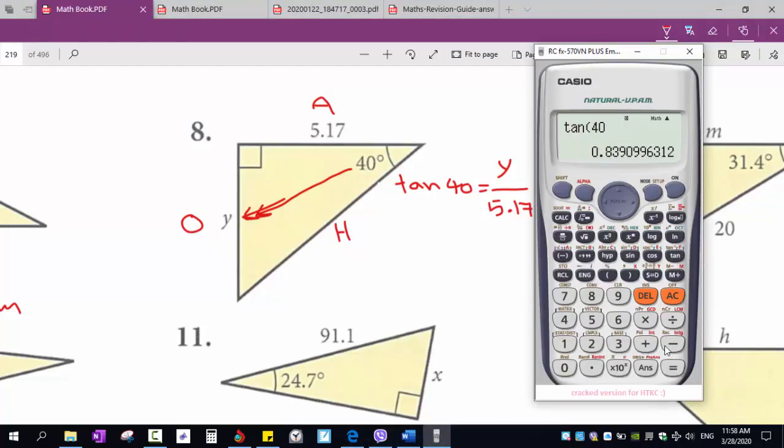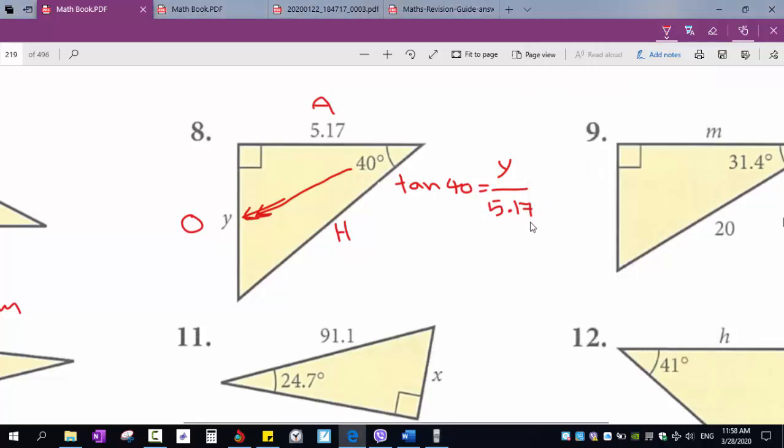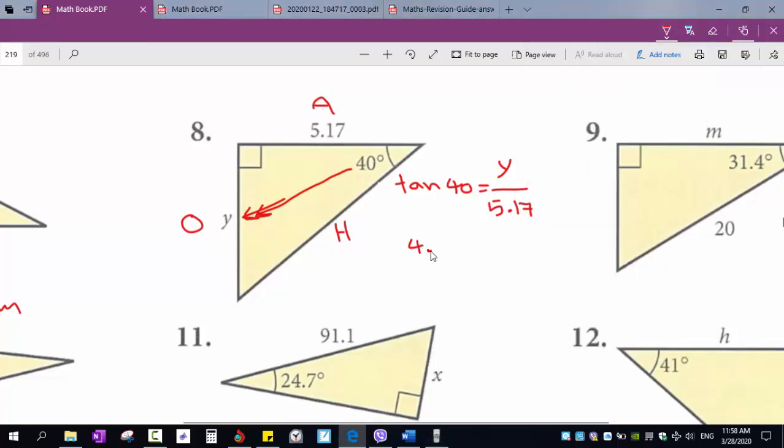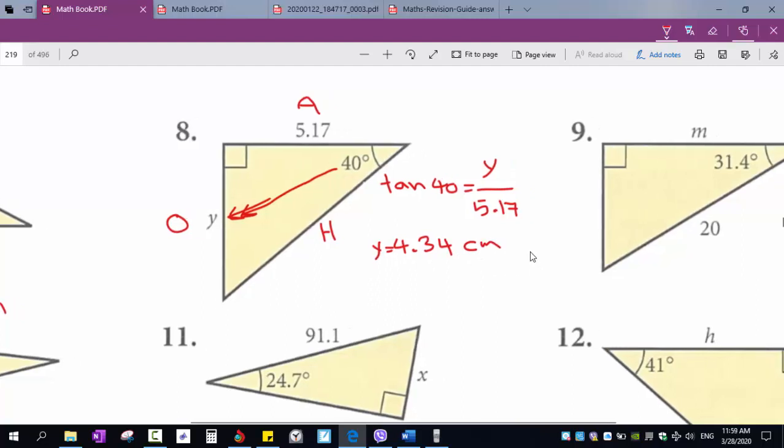Now use calculator. Tan of 40 is equal to 0.839. Then we need to get rid of this 5.17 and multiply this result by 5.17. That gives 4.33. This number is 8. It makes this 4.34. Three significant figures. This is the length of side y, and it's in centimeters.